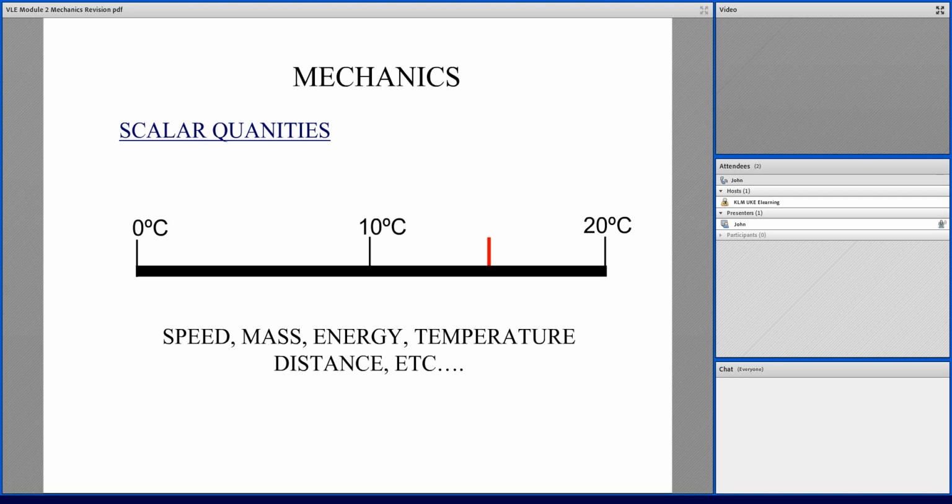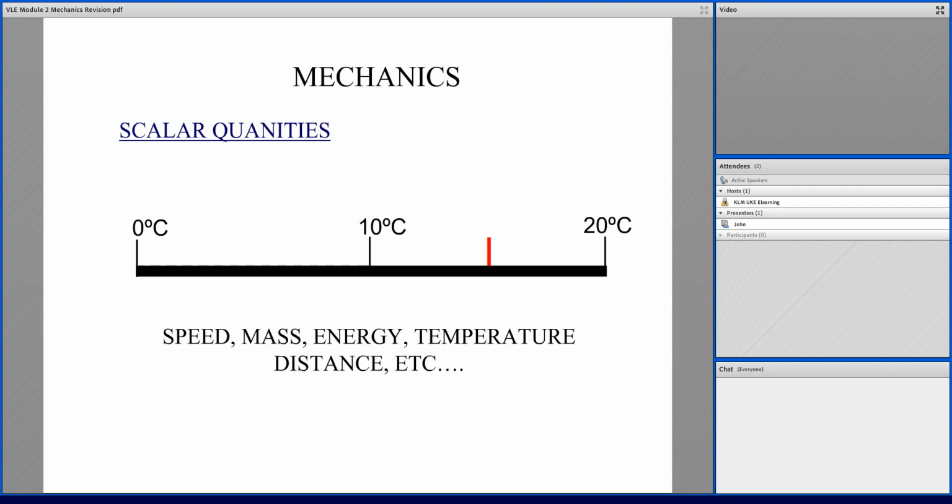Examples of scalars include, as you can see on the slide, speed, mass, energy, temperature, distance, etc. These are all scalar quantities. They basically only have magnitude. That is some value.